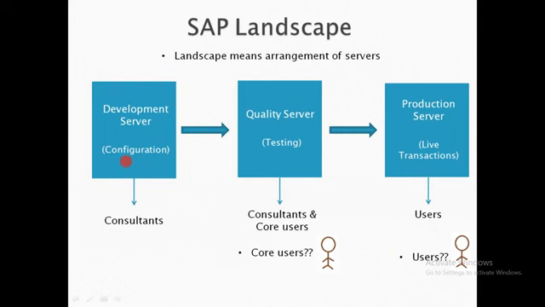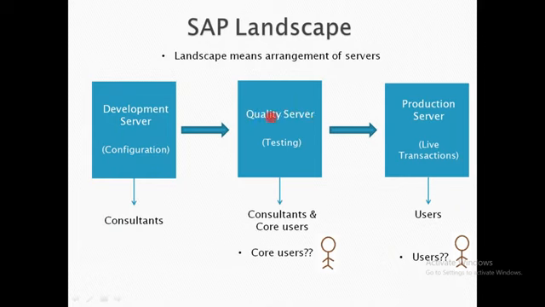So we are the consultants. What is our main role? To implement SAP, we have to study the client's business process and map that into SAP. In which server do we do mapping? Development server. That mapping, in terminology, we call configuration. So the development server will be used to configure the client's business process into SAP. And the development server will be used by consultants.